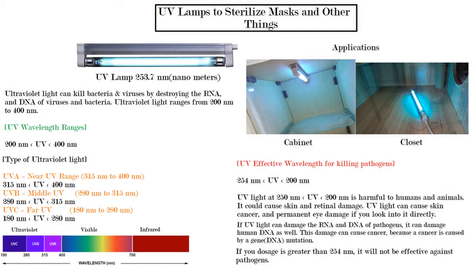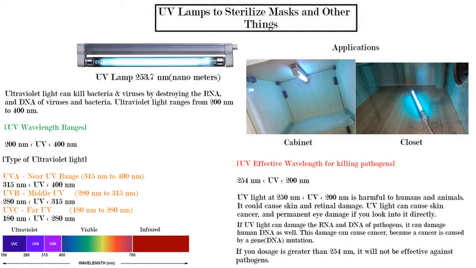For UV, ultraviolet light can kill viruses and bacteria by destroying the RNA and DNA of viruses and bacteria or harmful pathogens. So ultraviolet light ranges from 200 nanometers to 400 nanometers. The wavelength of UV light ranges from 200 nanometers to 400 nanometers, and there's different types of ultraviolet light.